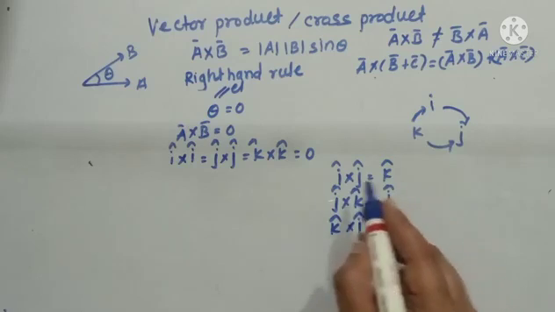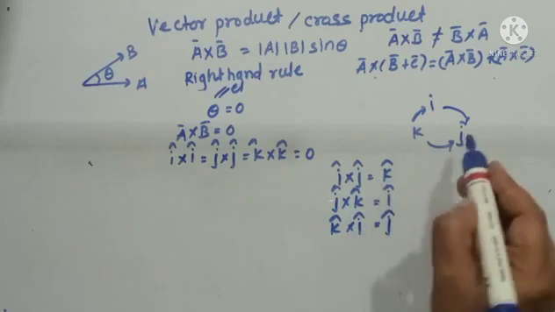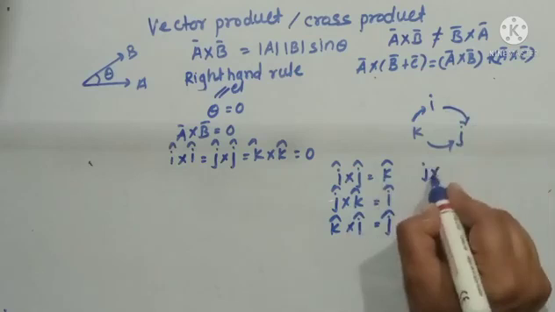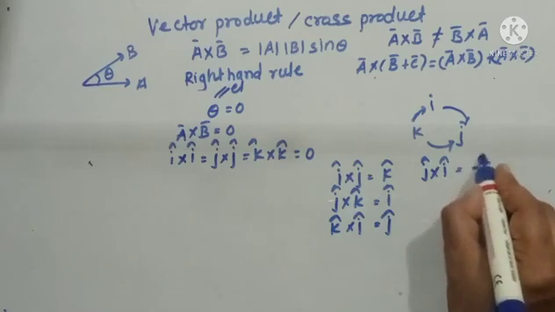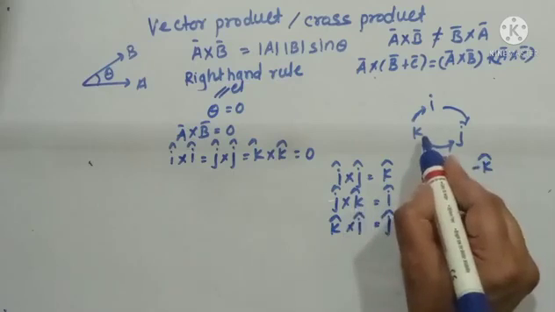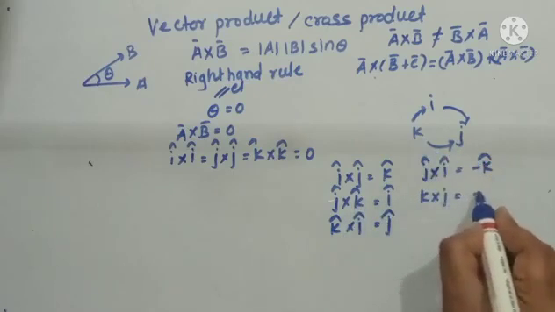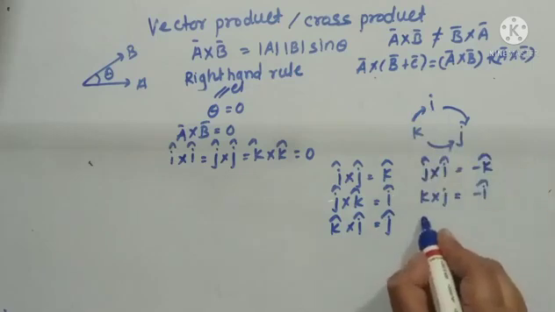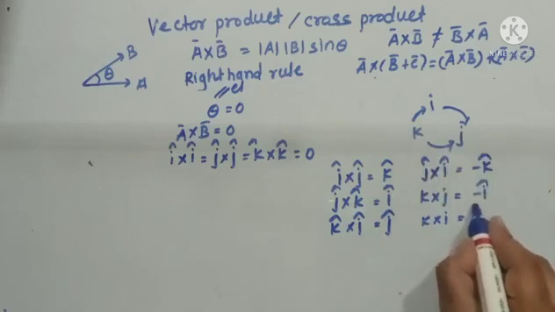But we know that this cross product is not commutative. So if I take j cross i, it will give me minus k. If I take k cross j, it will give you minus i. And if I take k cross i, it will give me vector j.